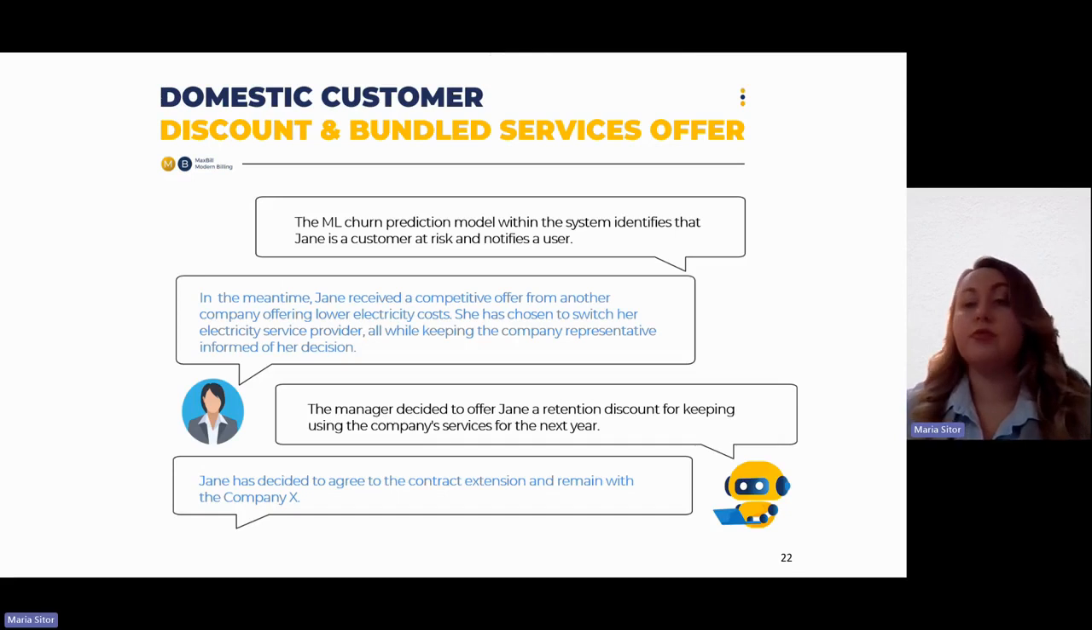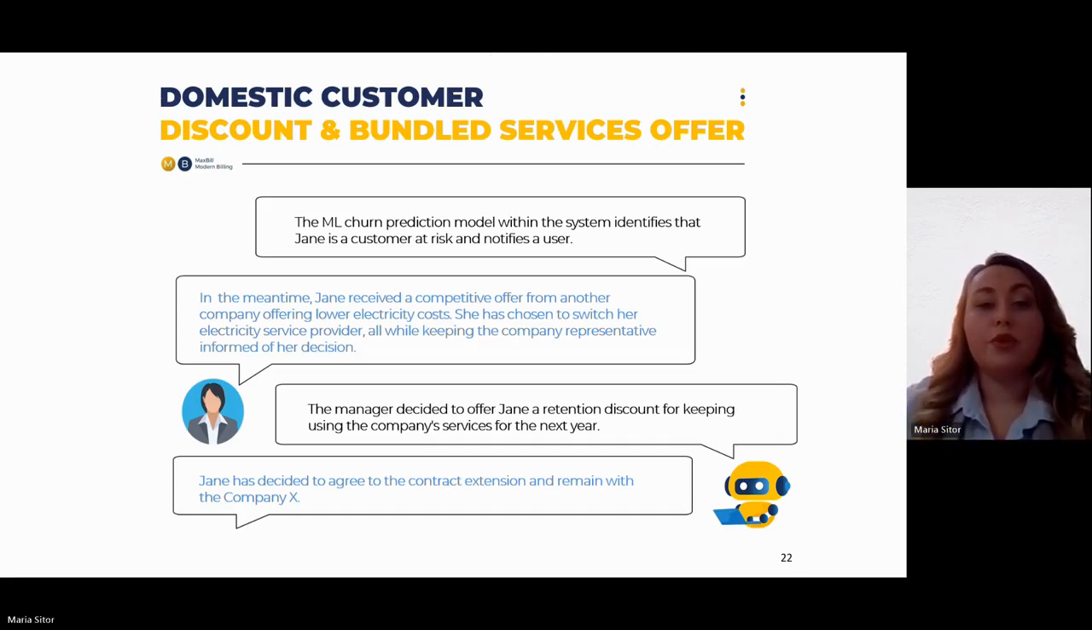She started to consume again. So the machine learning churn prediction model within the system identified that Jane, among the other customers in the segment, is a customer at risk and notified the user. In the meantime, Jane received another offer from a competitive company for electricity and gas service provision.